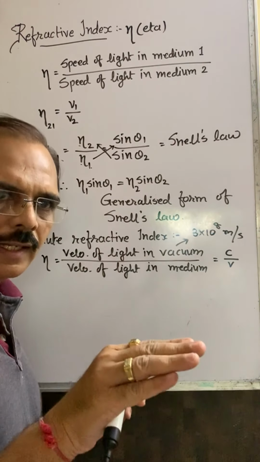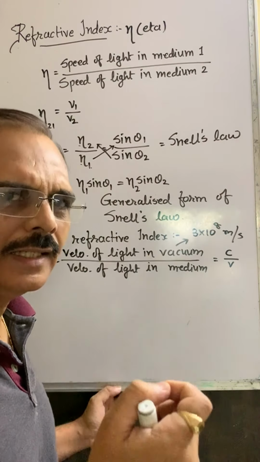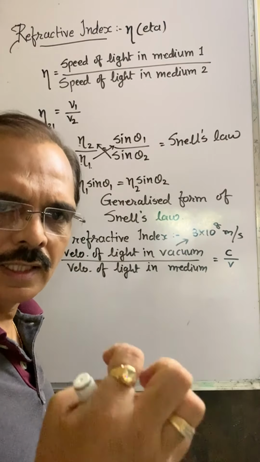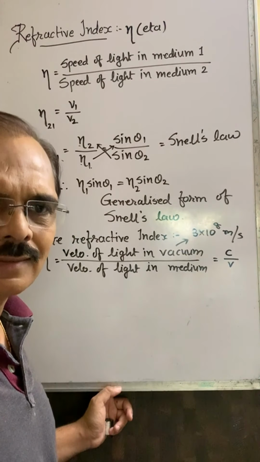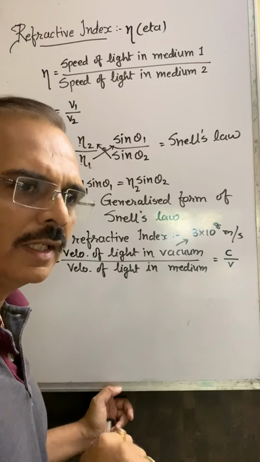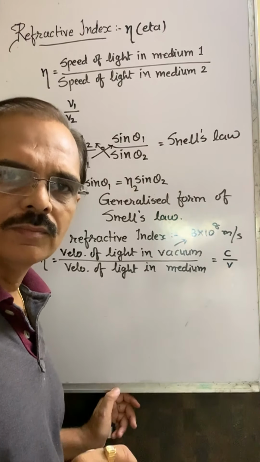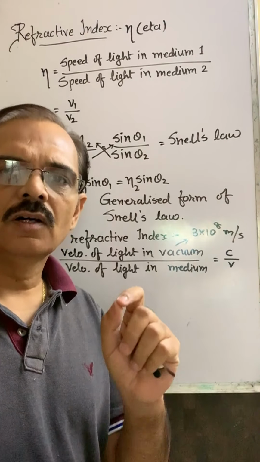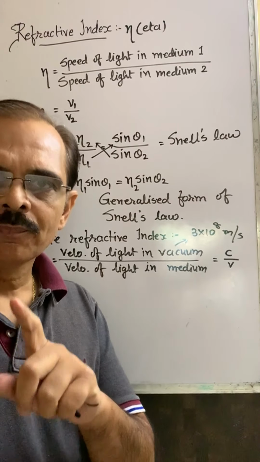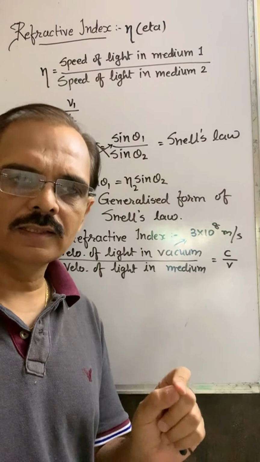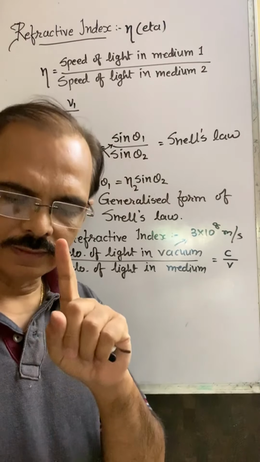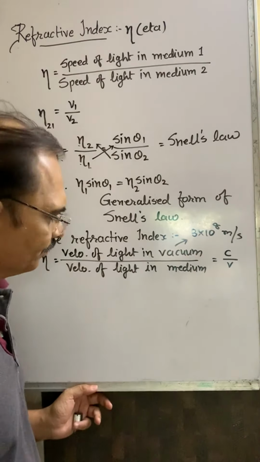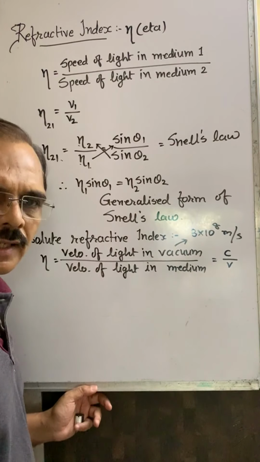When it enters air, because of friction, velocity very slightly decreases. When it enters water, again velocity decreases. When it enters the glass slab, again velocity decreases. It means that if the density of the medium increases, the medium becomes highly dense, then the velocity of light decreases. Remember this: velocity of light decreases when density of the medium increases. So the velocity of light in vacuum is higher than in any other medium, including air.